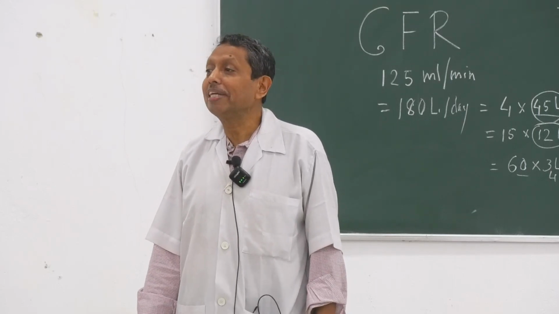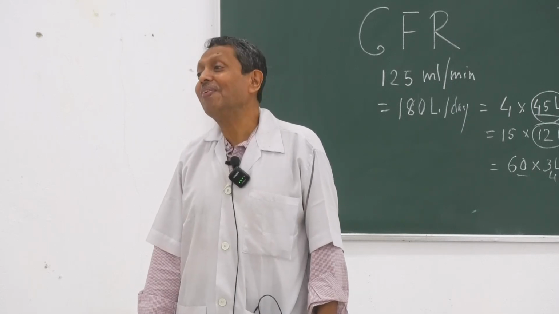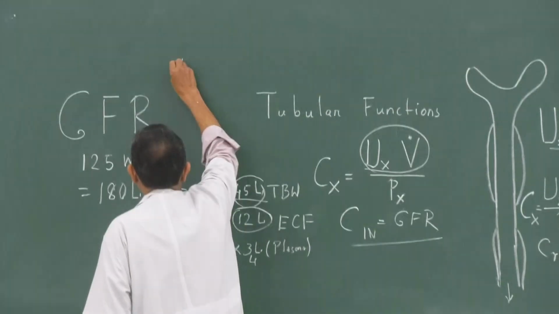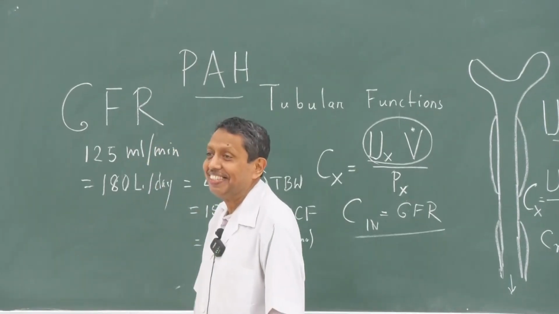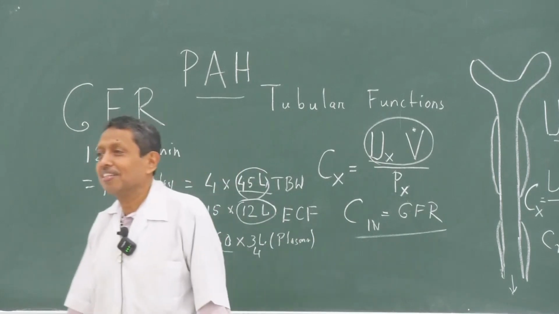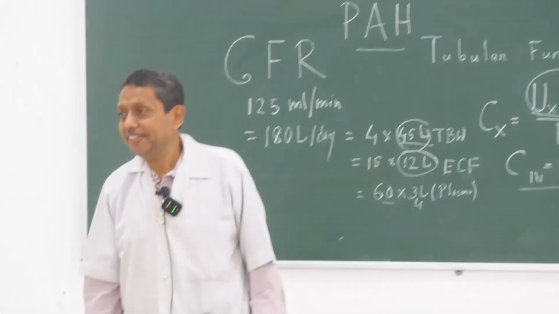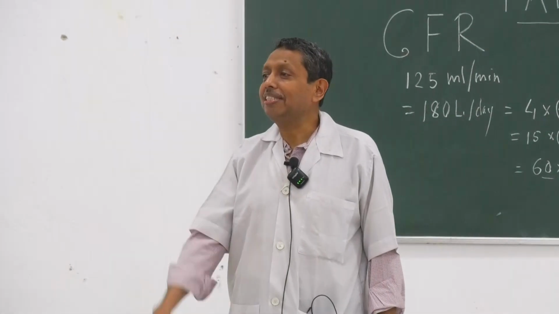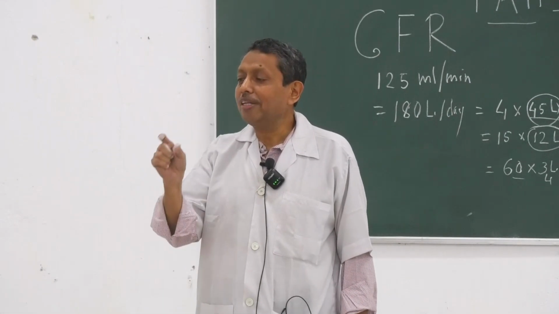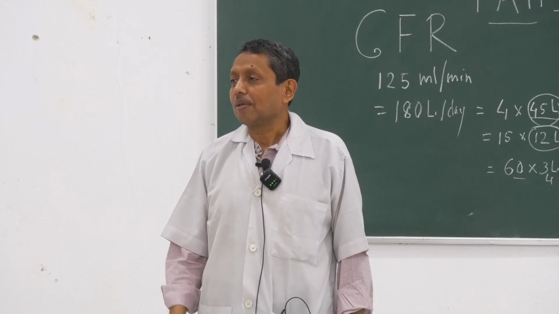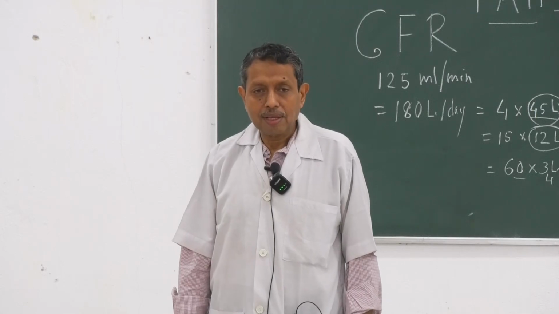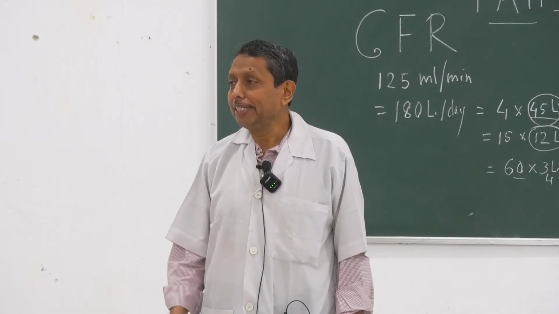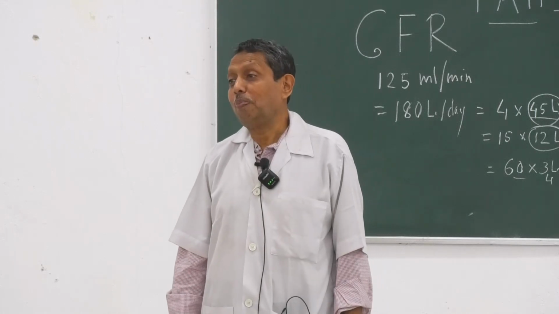It is para-aminohippuric acid. Hippuric acid is a benzoyl glycine. The benzoic acid moiety is attached by a chemical bond to the glycine. And in the para position of this benzene ring, there is an amino group: para-aminohippuric acid.